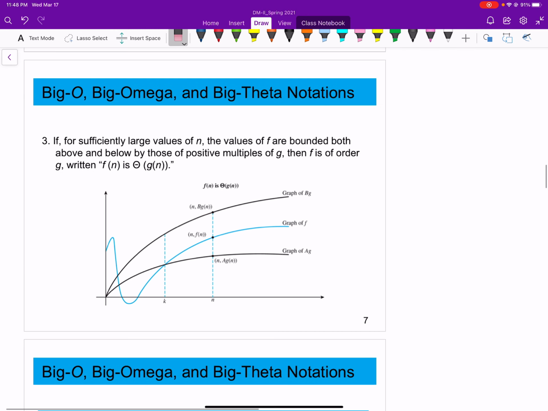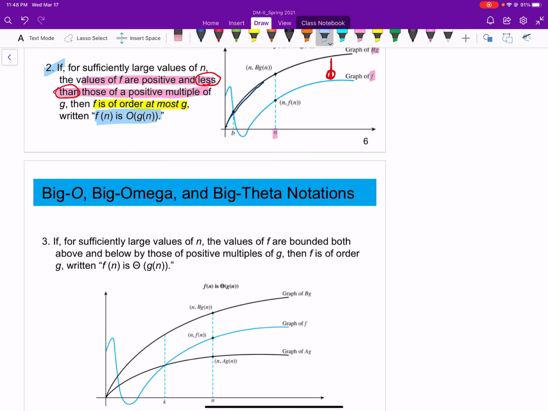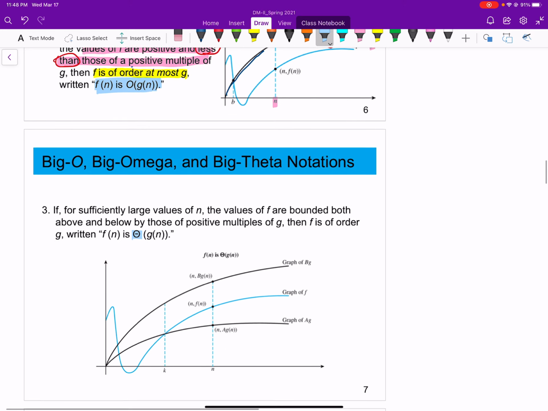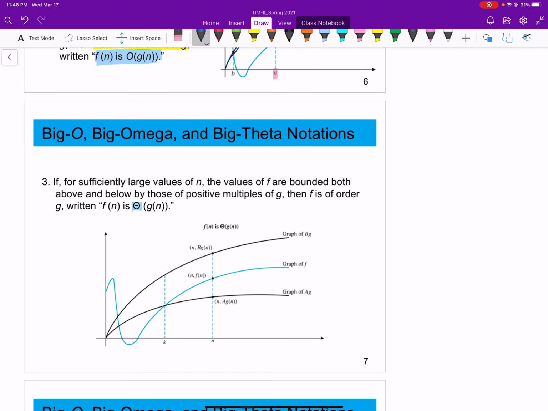All right. Let me move to the next slide. In the next slide, we are going to talk about theta notation. We have already discussed omega and O. Now we are going to give you the definition of the theta notation. If for sufficiently large values of n, the values of f are bounded both above and below by those of a positive multiple of g, then f is of order g, and you write it as f(n) is theta of g(n). All right, so let me explain that along with the graph.